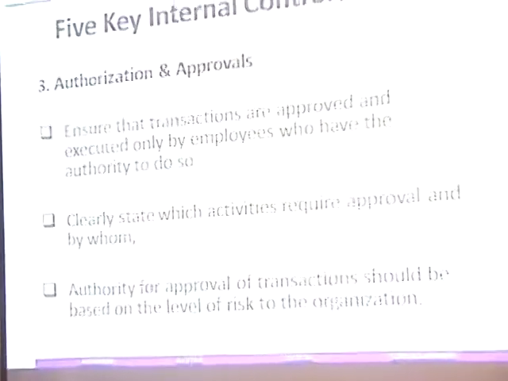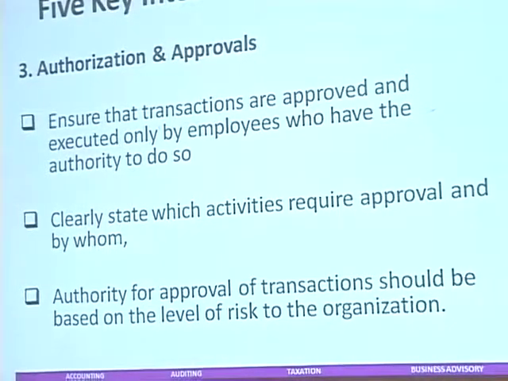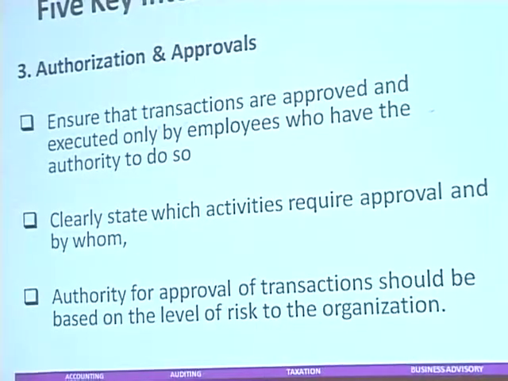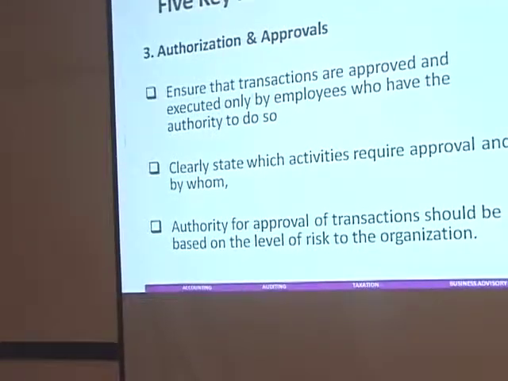We need to have authorization approval. We need to have these processes in place, right? So what this does is that it ensures that transactions are approved or executed by only employees who have the authority to do so. We also need to clearly state which activities require approval and by whom, right? And this approval process should be based on the level of risk to the organization. So you don't want your board members to be approving a $1,000 petty cash voucher. That makes sense, right? So you can have your supervisors actually approving, and then with the higher transaction, like a $1 million check, then your board members approving those.